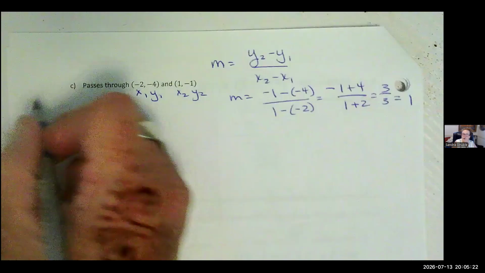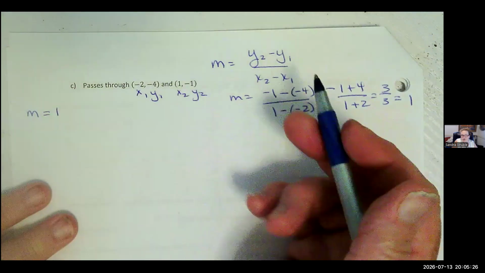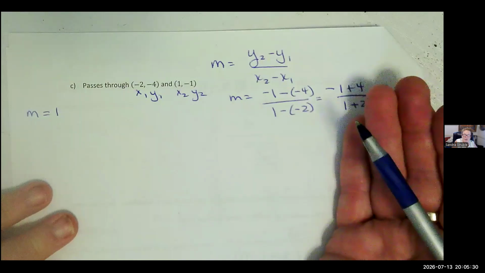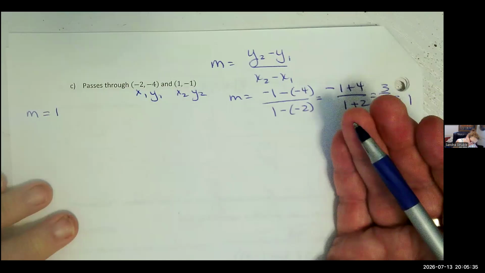Now I can choose either one of these points. It doesn't matter which one. In fact, if I choose one, you choose the other one. And let's meet in the middle and find out what our slope-intercept form will be. I'm going to choose 1, negative 1 for fun.